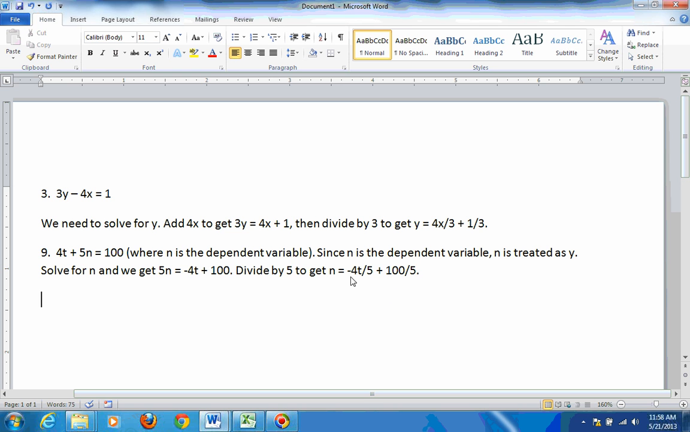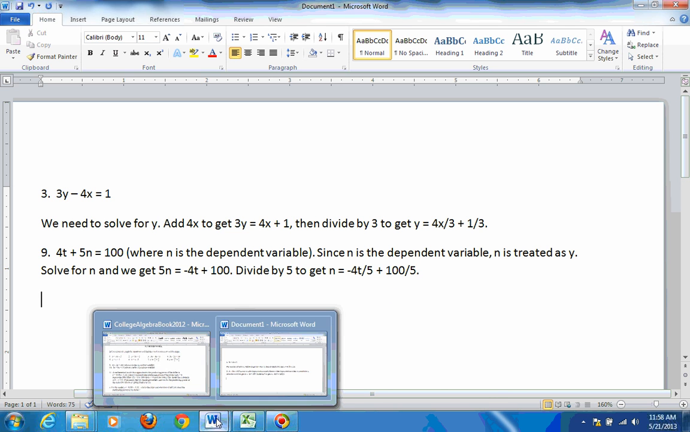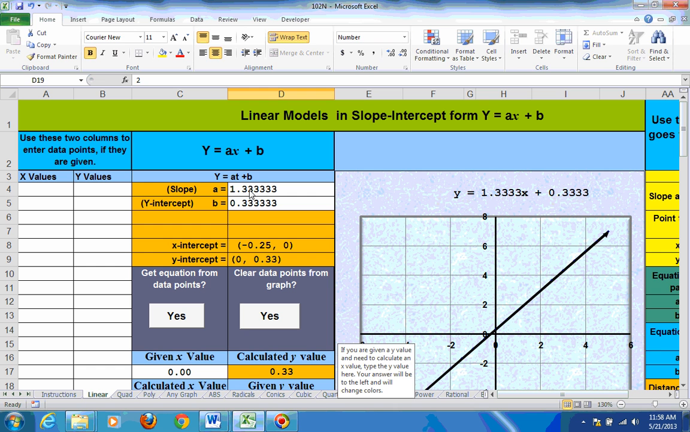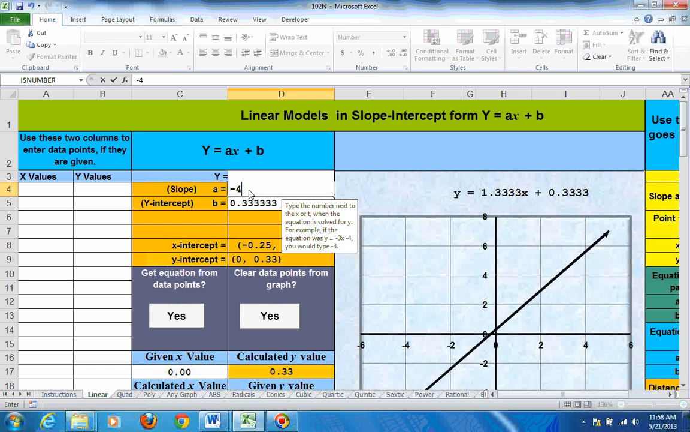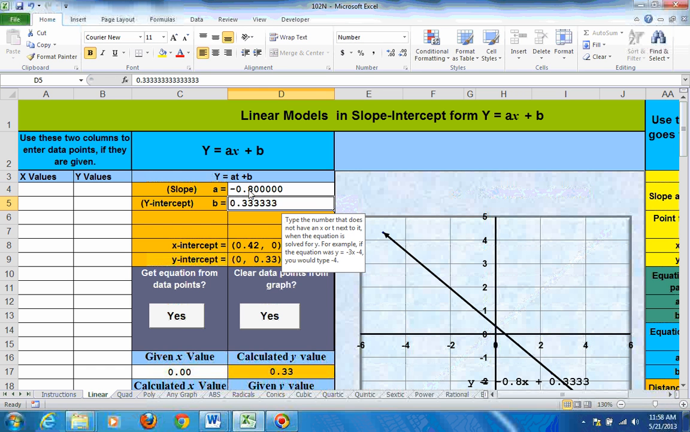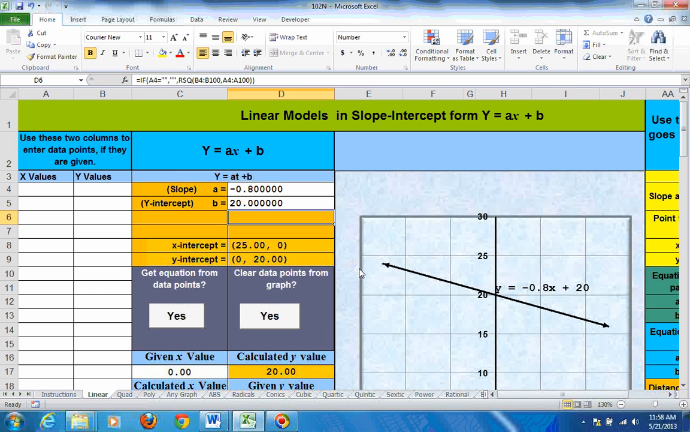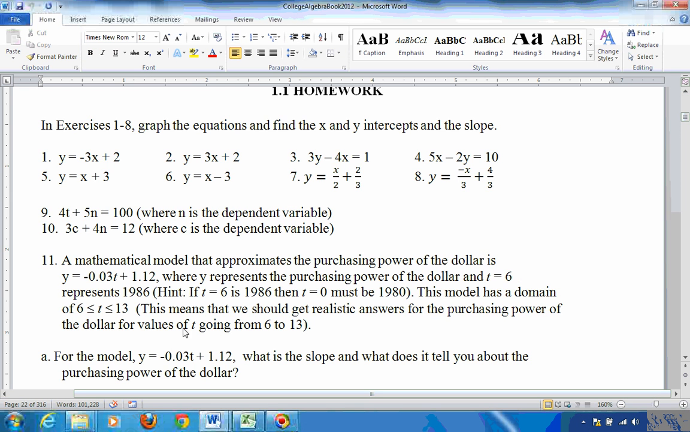So we just put those in, negative 4/5, and let's do that. Negative 4/5. And I think the other one was 100/5, but that's the same as 20. When you type it in, it gives you 20 anyway. There's your x-intercept, there's your y-intercept, there's your slope right there, and there's your graph. Looks something like that. Okay, let's take a look at 11.